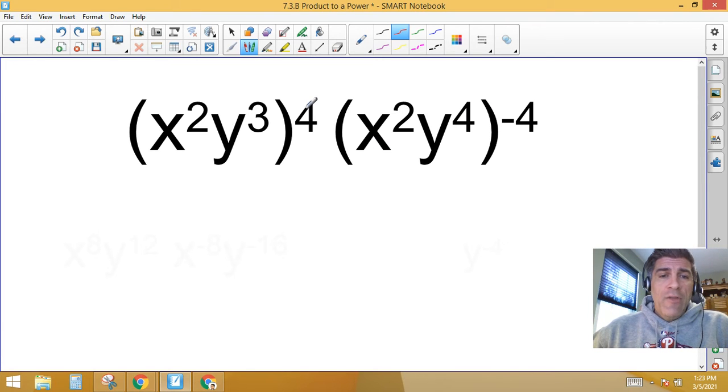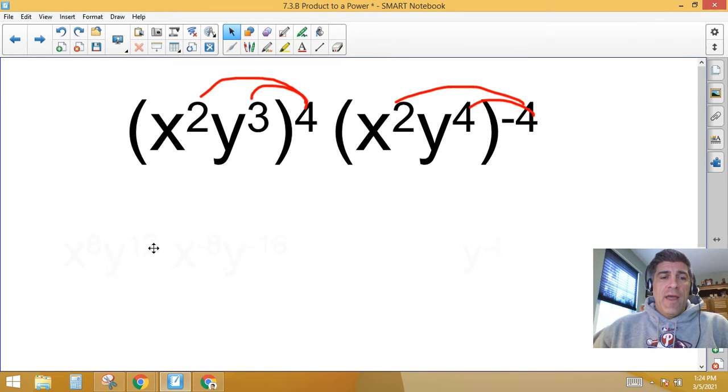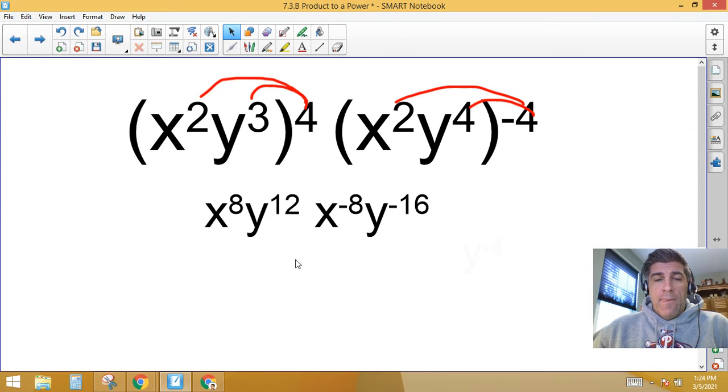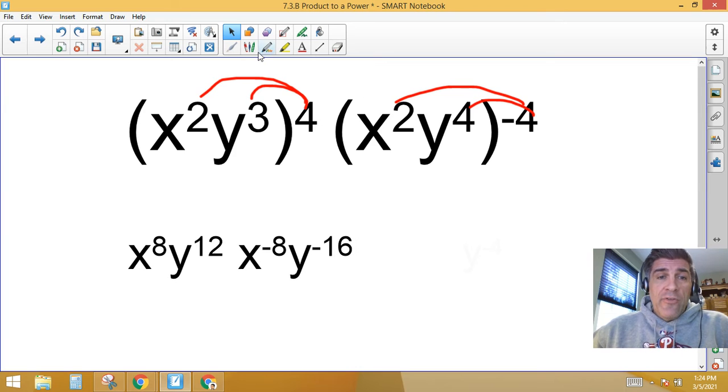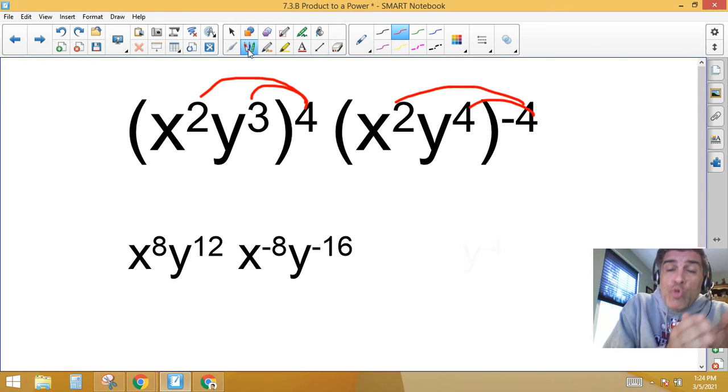It's okay. All I do with this 4 outside is I have to make sure it goes to these exponents. Negative 4, same thing. All right. So when I do that, I get x to the 8th, y to the 12th, x to the negative 8th, y to the negative 16th. And now I have to continue simplifying it. You have to make sure, if you recall, there's no negative exponents, no repeated bases, no powers to powers. That's what I took care of first. I took care of the product to the power.